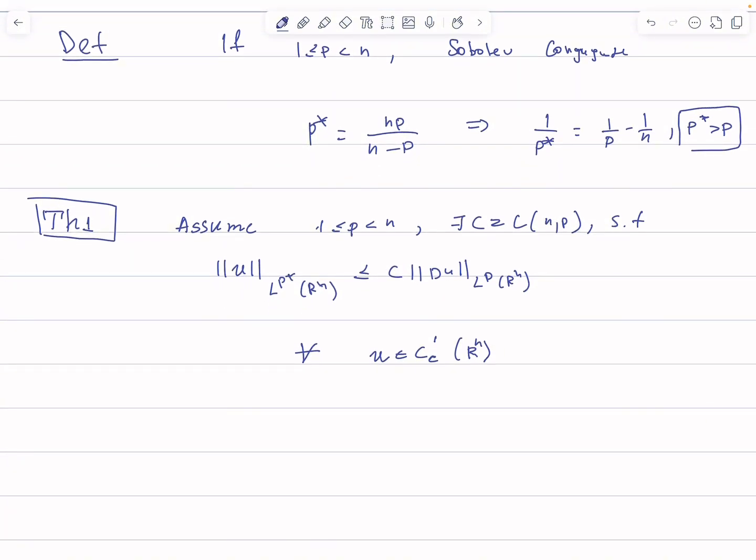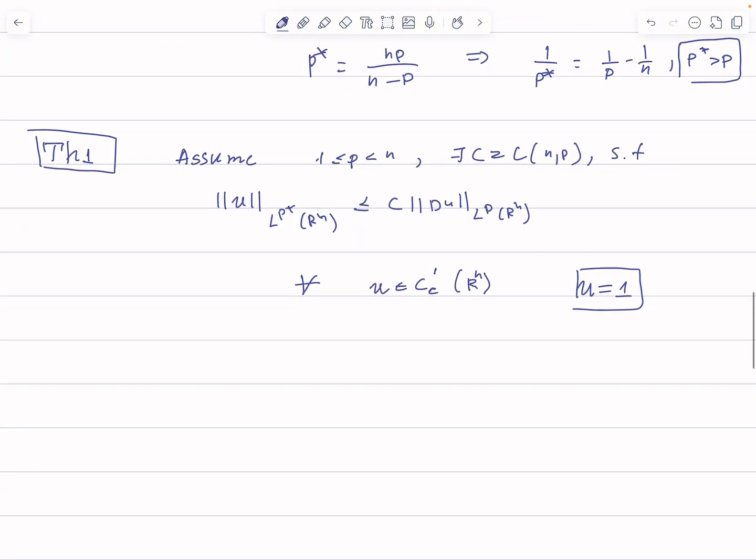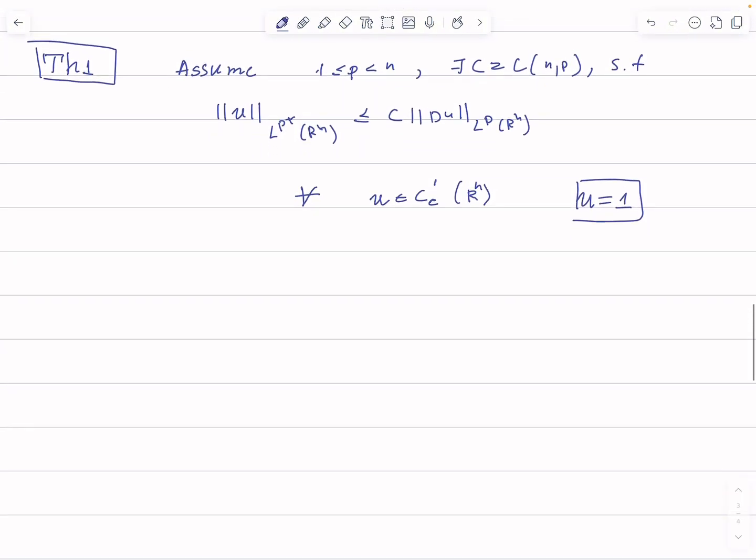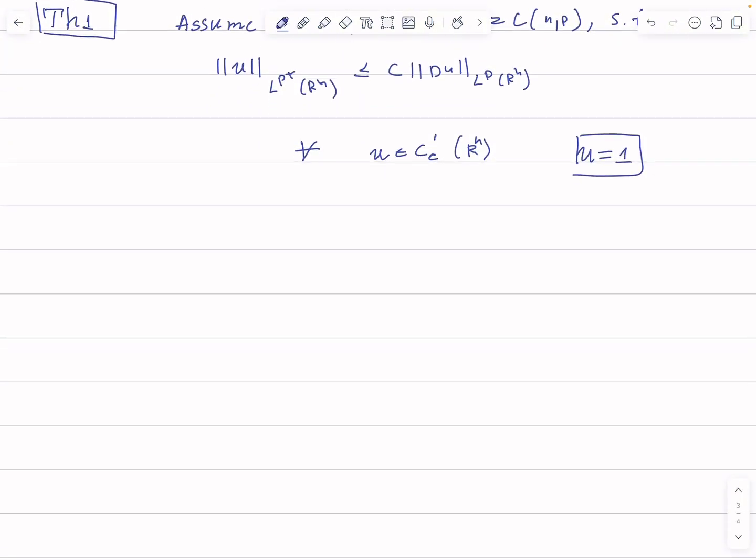Also, we should mention that this compact support is important because, for example, if we take u equal to 1, u is not compactly supported, but Du becomes equal to 0. So this is important. Okay, let's prove it.